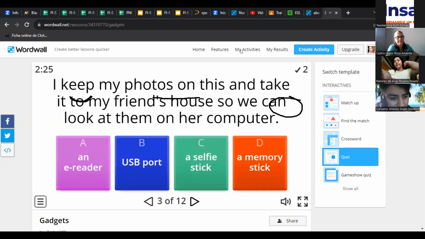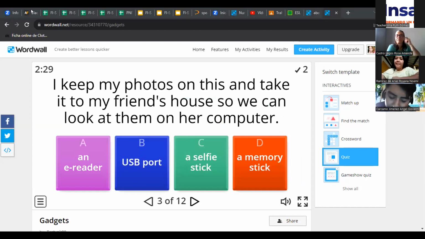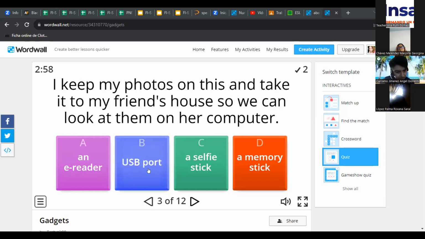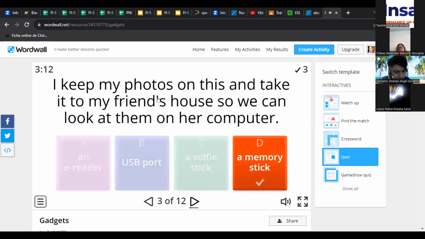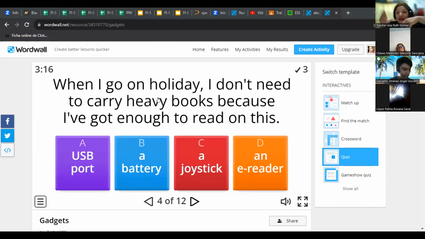Roxana Ramirez, help me with the next one, please. Remember, Roxana Ramirez, when you read, you have to put a little salt, a little taste. Okay, Roxana, go ahead. I keep my photos on this and take it to my friend's house so we can look at them on her computer. Okay, so which is the answer? Marjorie. Letter B. Is it a USB port or is it a memory stick? Because the USB port, guys, is the one where you put them, the memory stick. Oh, it's letter D. Letter D, yes, very good.